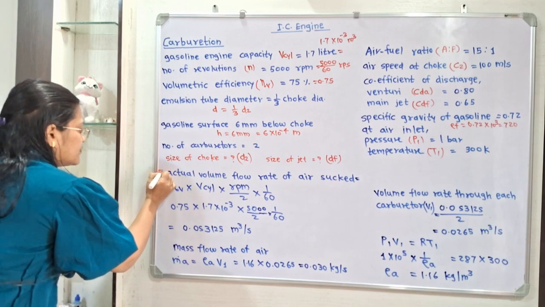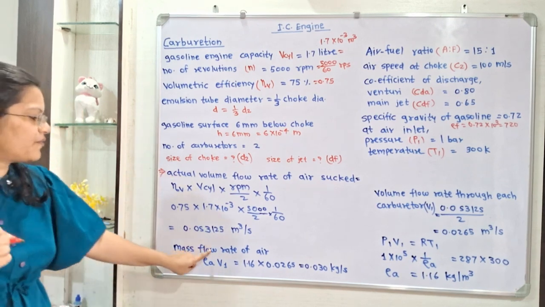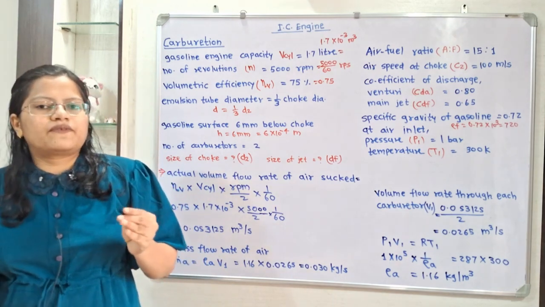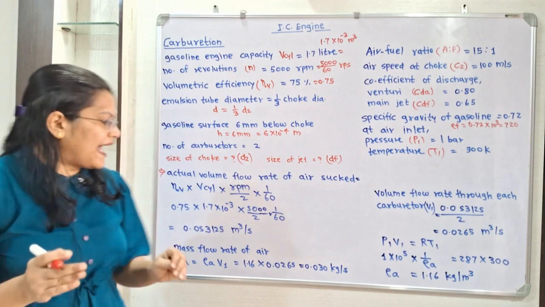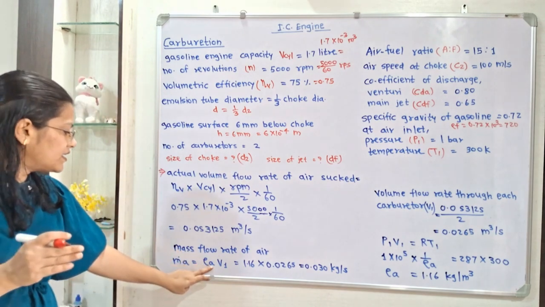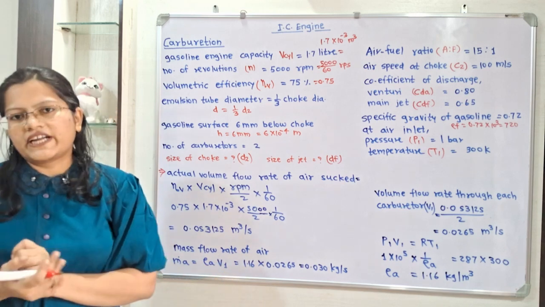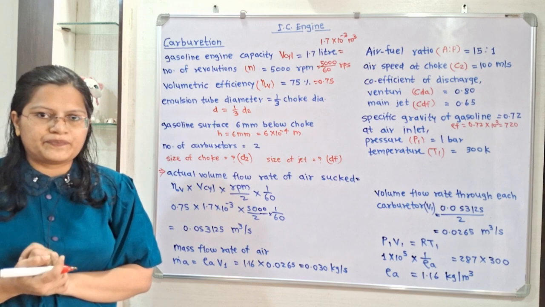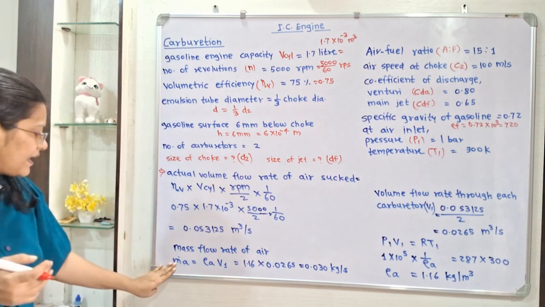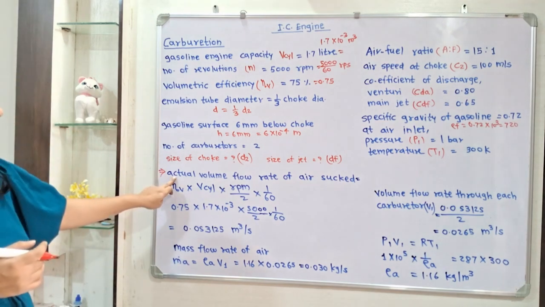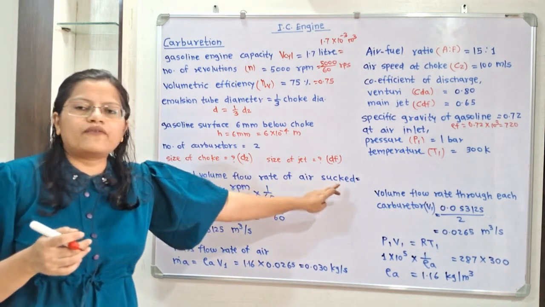Now first we will find out the mass flow rate of air. So we don't know what is the mass flow rate of air. So for that we require to calculate the density of air as well as volume flow rate at the inlet. Then we can calculate the mass flow rate of air. So first we will calculate the actual volume flow rate of air sucked.